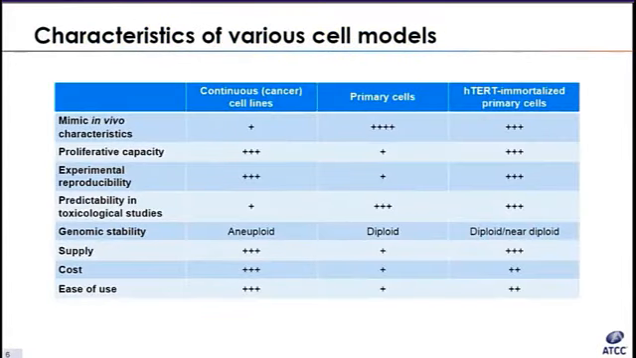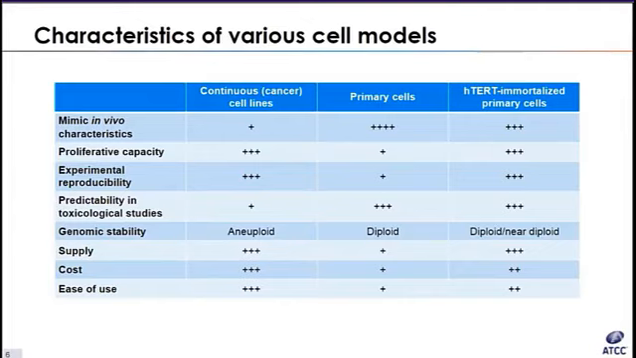The choice of which model type to use can be challenging. Every cell model has its pluses and minuses. This table presents various attributes for each type, and depending on where you are in your research workflow, a certain cell model may be better than another. Starting on the left, we have continuous cell lines.